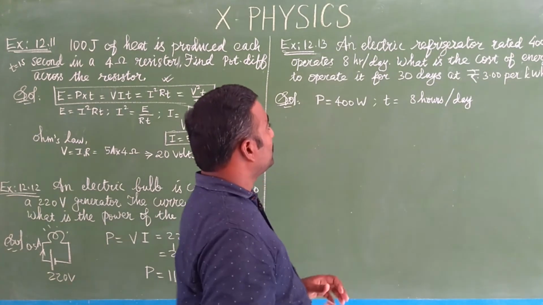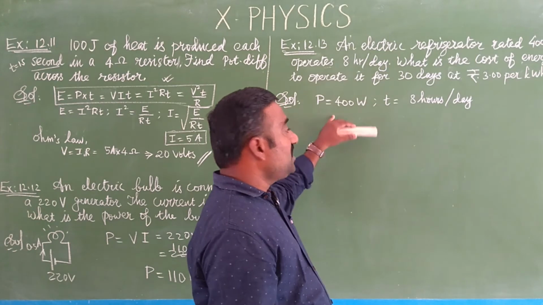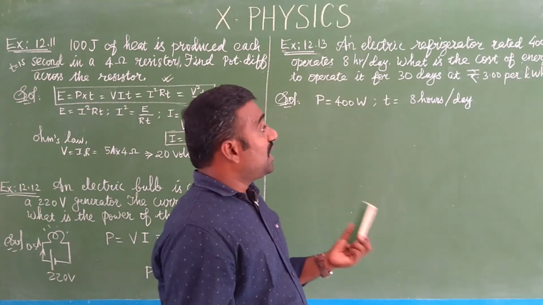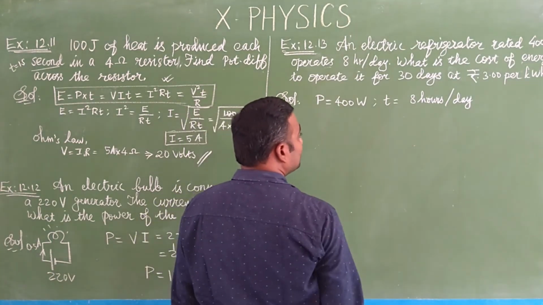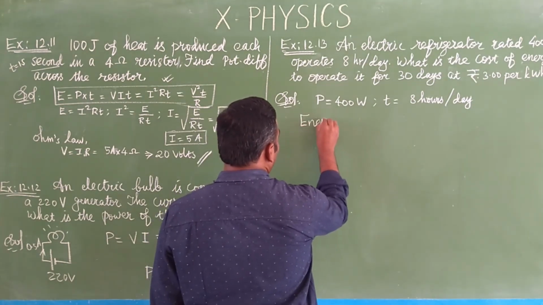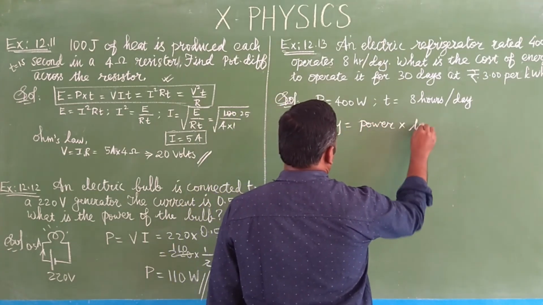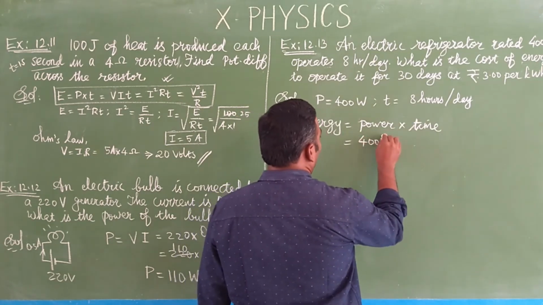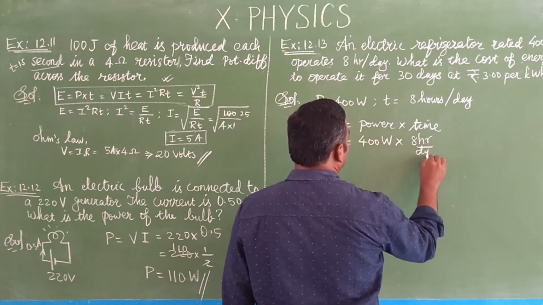அண்ட் ஃப்ரிட்ஜோட பவரும் கொடுத்துட்டாங்க. What is the cost of the energy to operate it for 30 days? ஸோ இது மாதிரி இருக்க ஒரு சிங்கிள் ஃப்ரிட்ஜ் 30 நாள் டெய்லி 8 hours ஆப்ரேட் ஆச்சுன்னா நம்ம எவ்வளவு இருக்கு? What is the cost? ஸோ the total number of days is 30 days. So first we need to calculate the energy. What is the formula for energy? Energy is nothing but power into time. So already the power of the refrigerator is given. It is 400 watts and the time is 8 hours in a day.